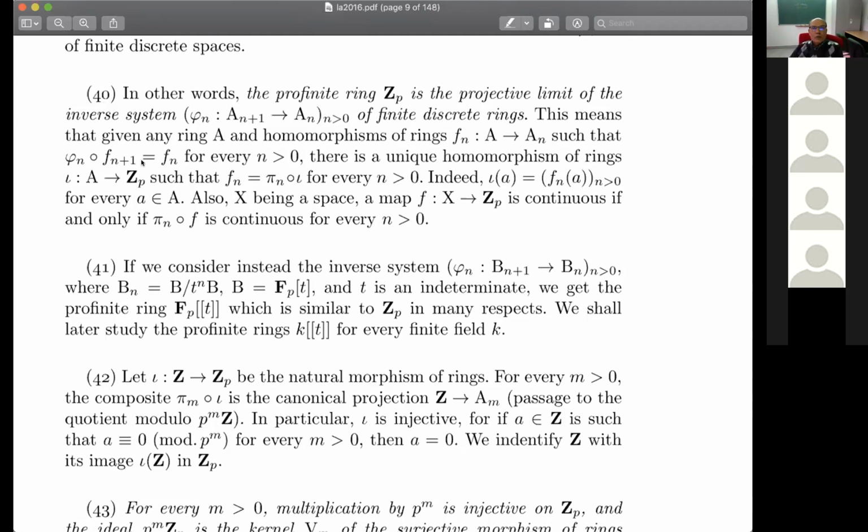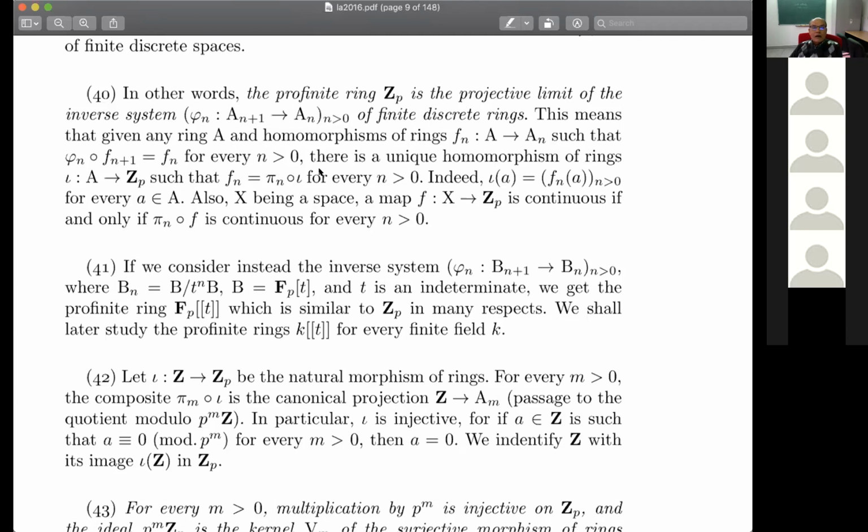Okay. So whenever you have such a system of morphisms from some ring A to all these rings A_n, compatible in this sense that these triangles commute, then there's a unique homomorphism from the ring A to the ring Zp, such that these F_n's can be obtained from the π_n's, which we have, using this ι, this unique homomorphism.